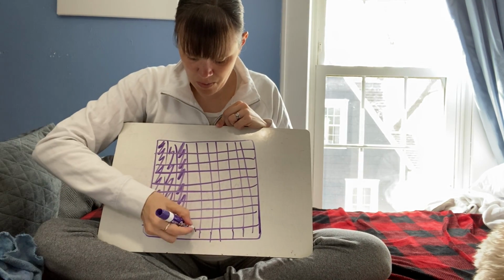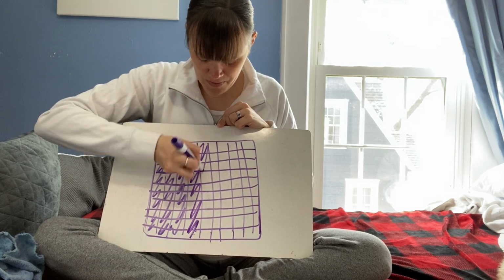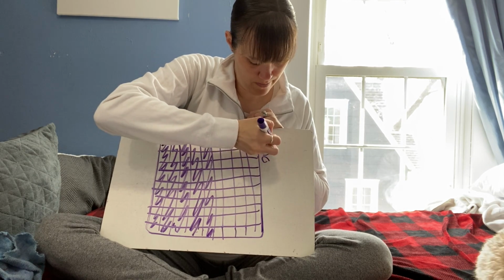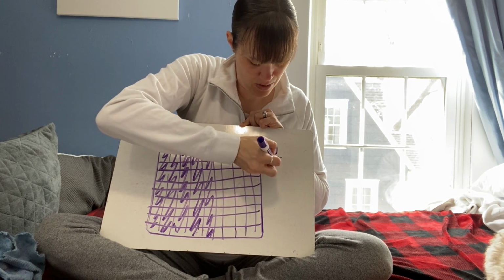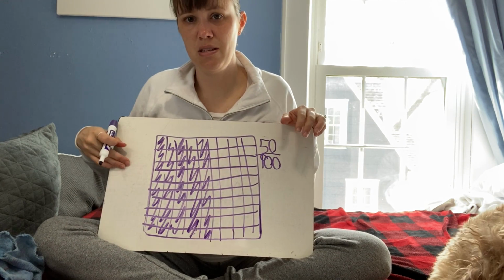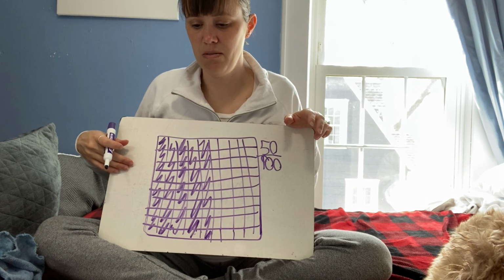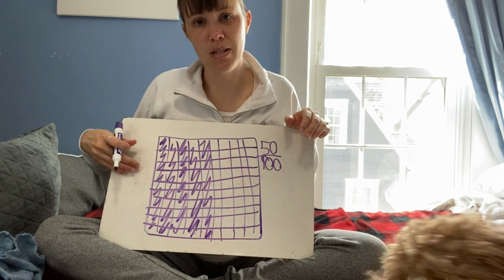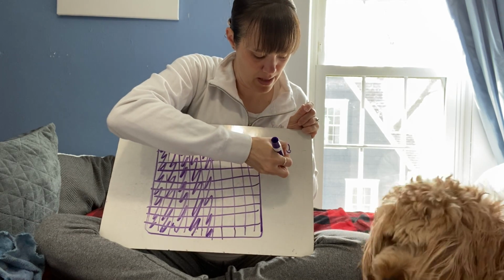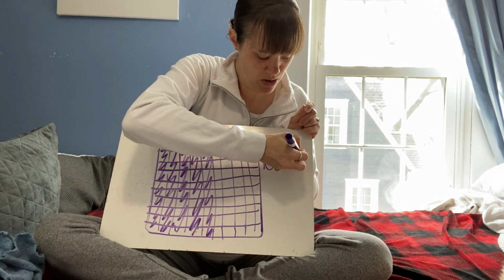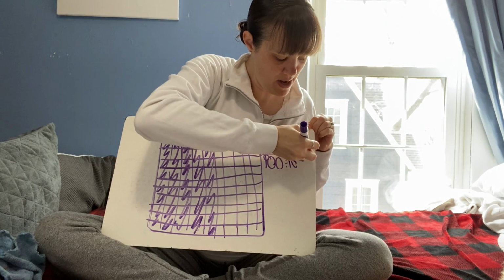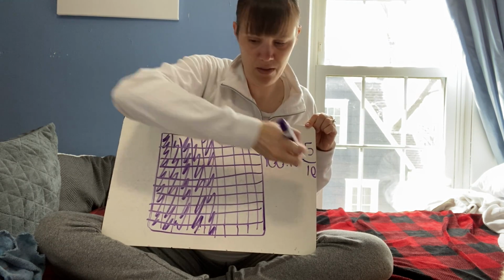So they started with 50 of these shaded in. So 50 hundredths. So now we're going to take away these 10 lines. I'm going to have to erase the whole thing, aren't I? I'm going to take away these 10 lines. So I'm actually dividing instead of multiplying. I bet you already knew that. 50 divided by 10 gives me 5, and 100 divided by 10 gives me 10.